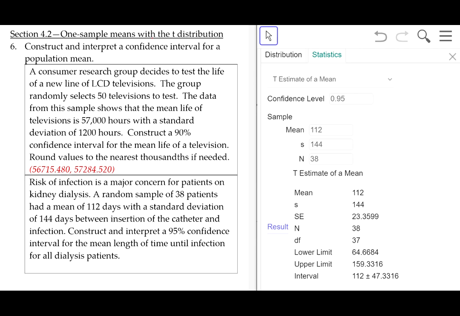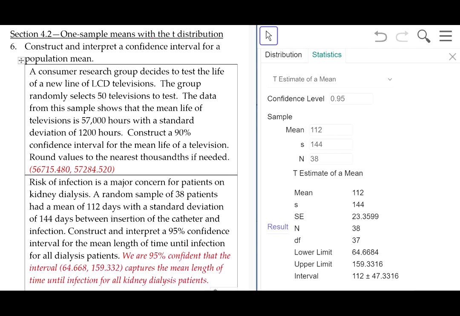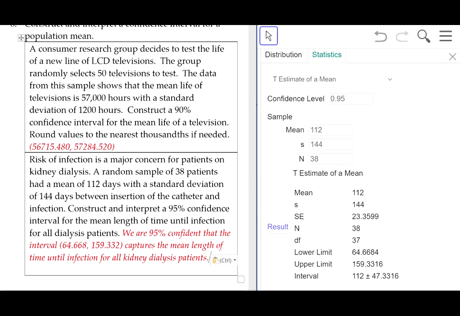The way that we interpret a confidence interval is by talking about how confident we are that the interval captures the parameter that we're interested in. So in this case, we say something like this. We are 95% confident that the interval 64.668 to 159.332 captures the mean length of time until infection for all kidney dialysis patients.